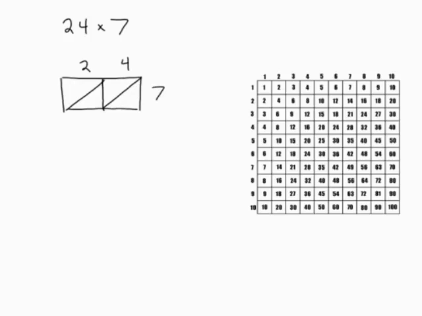To perform lattice multiplication, we need to do two different products. We need to do 2 times 7 and 4 times 7. And as we do these calculations, we will write the answers into the appropriate boxes. The space on the top left is for the tens digit, and the space on the bottom right is the ones digit. Let's start with 2 times 7.